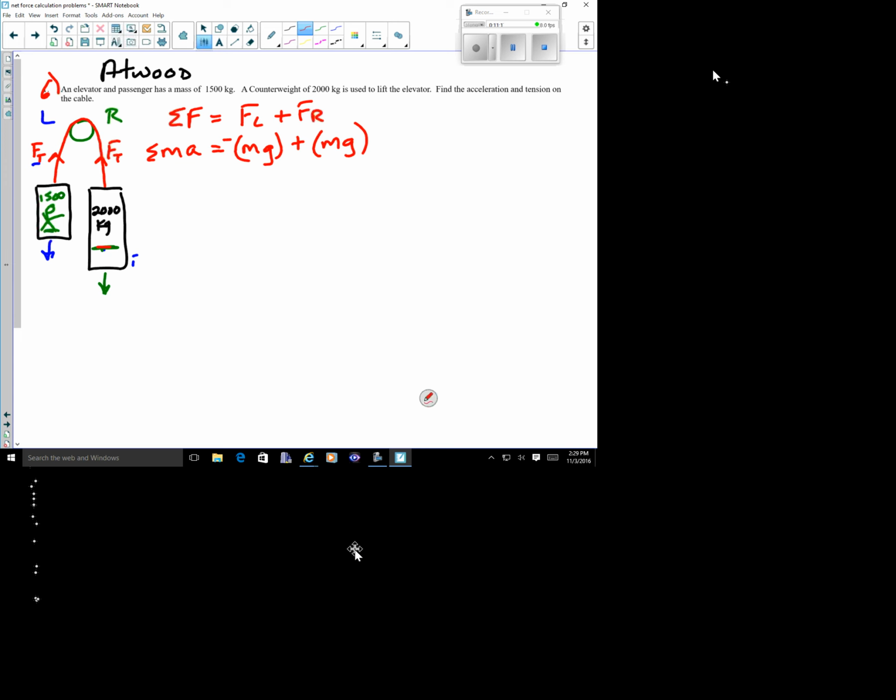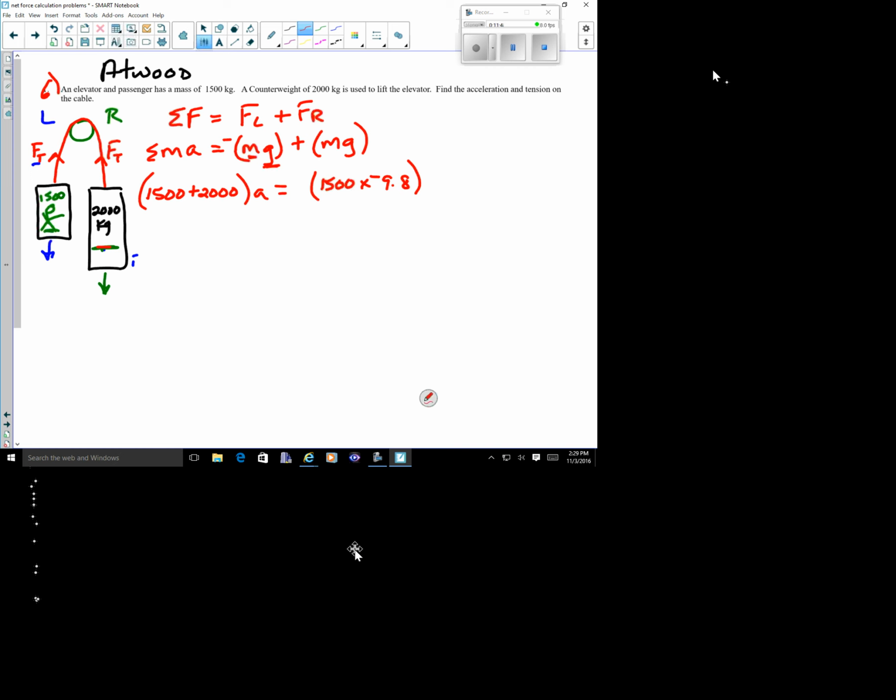Well, the sum of all the masses means that you've got to add both of them together. So I'm going to take the 1,500 on the left-hand side plus the 2,000 on the right-hand side, and we're going to figure out what the acceleration is of those two things. And that equals the mass on the left-hand side. So that's going to be 1,500 times a negative 9.8.